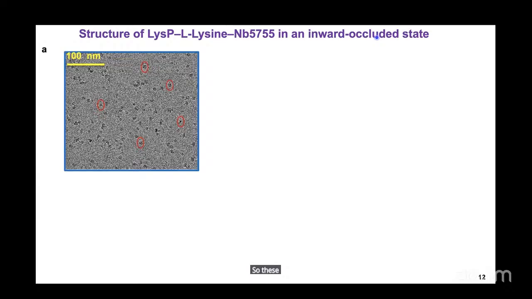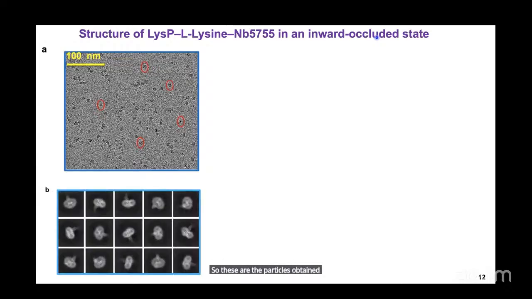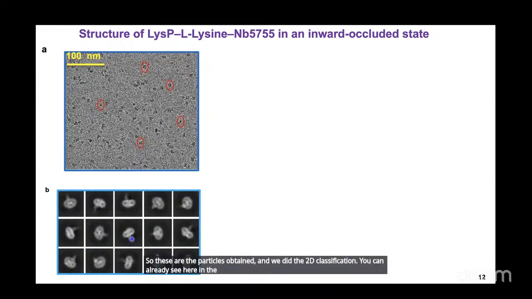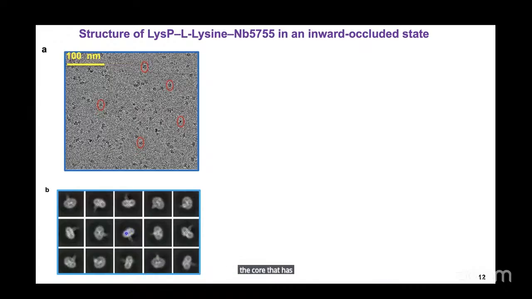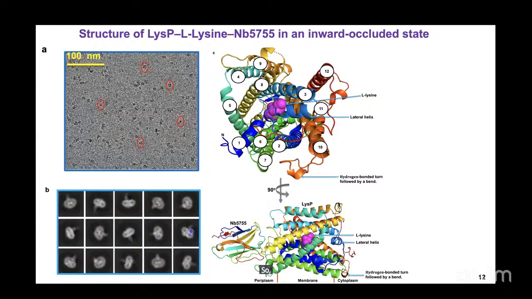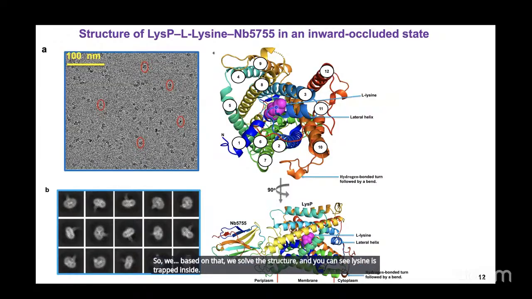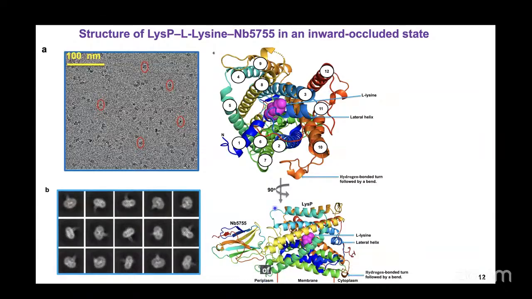So these are the particles obtained, and we did the 2D classification. You can already see here in the 2D classification, the nanobody is pointing out, and this is the core that has the lysine transporter. So based on that, we solved the structure, and you can see lysine is trapped inside, and the nanobody is located on the periplasmic side of the cell. And the protein has 12 transmembrane segments.